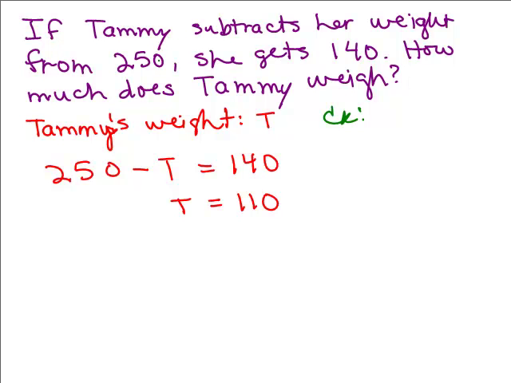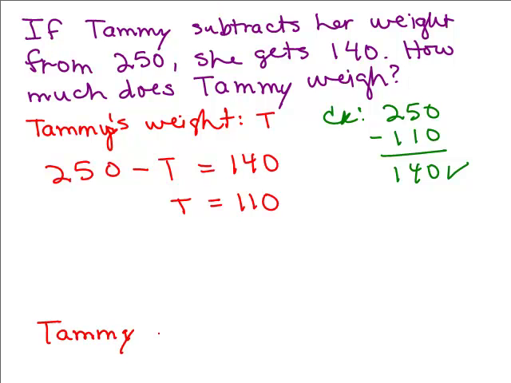If Tammy weighs 110 and she's subtracting that from 250, you're going to subtract 110 to get 140. Notice I didn't show the steps for solving this equation, but I trust you can work through that using the method I used in the previous example or some other method. So it looks like Tammy weighs 110 pounds.